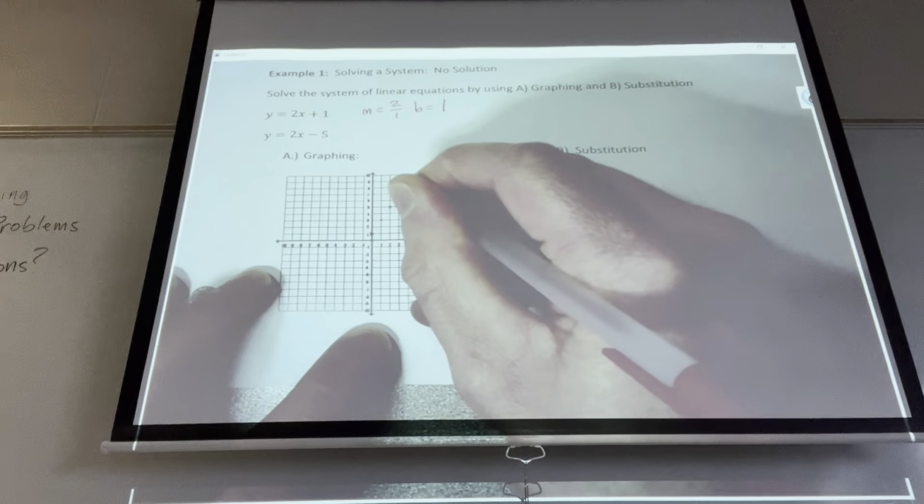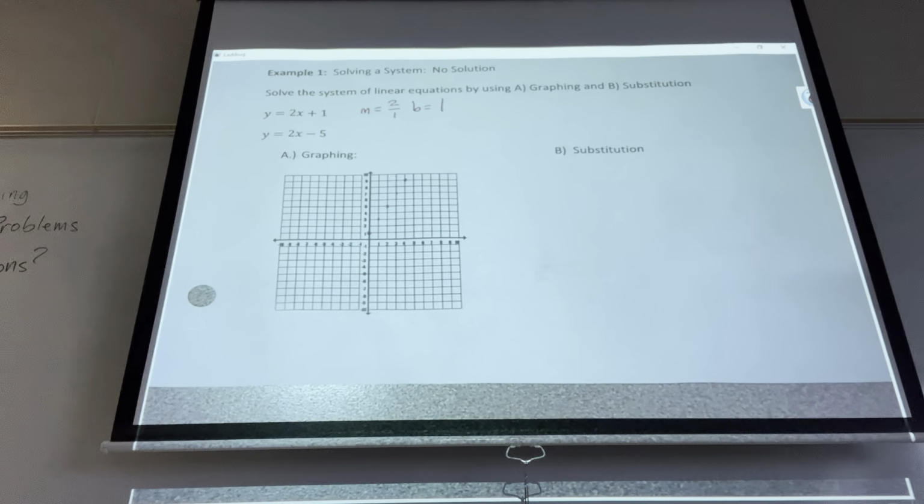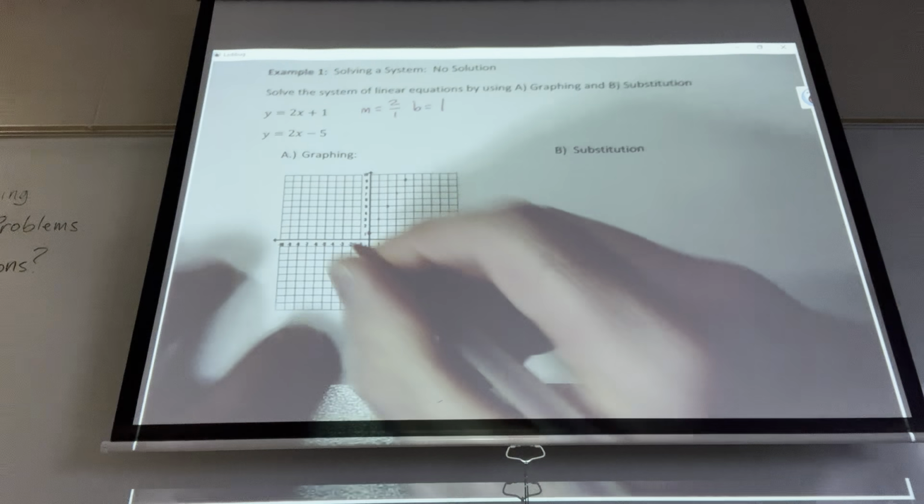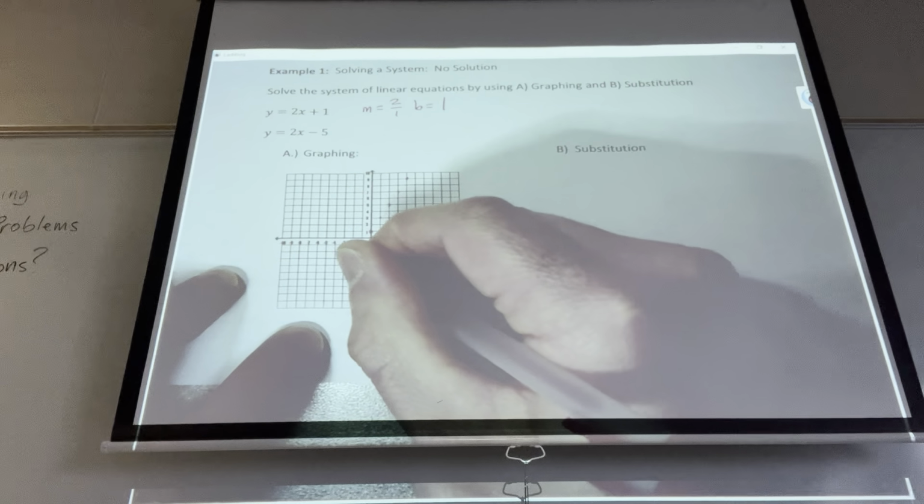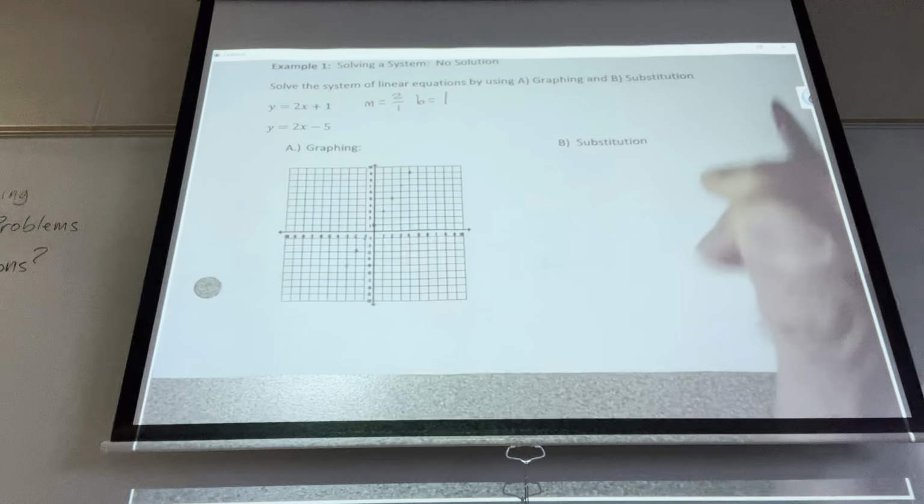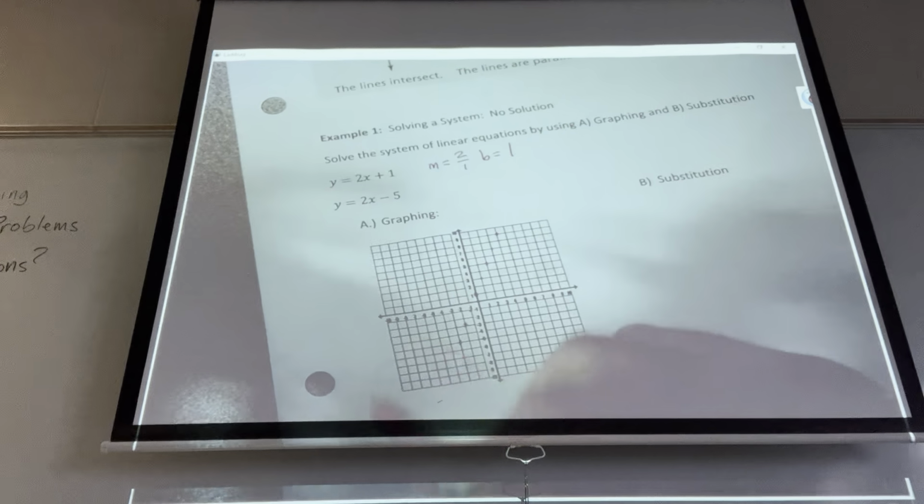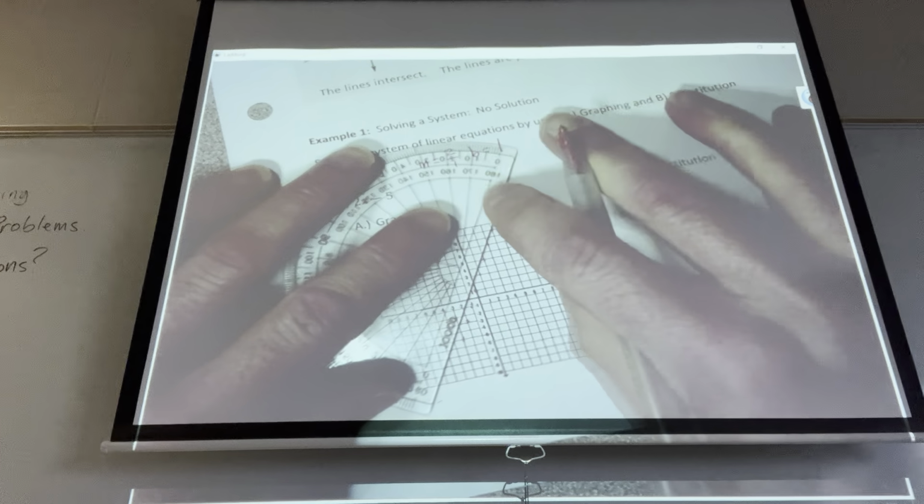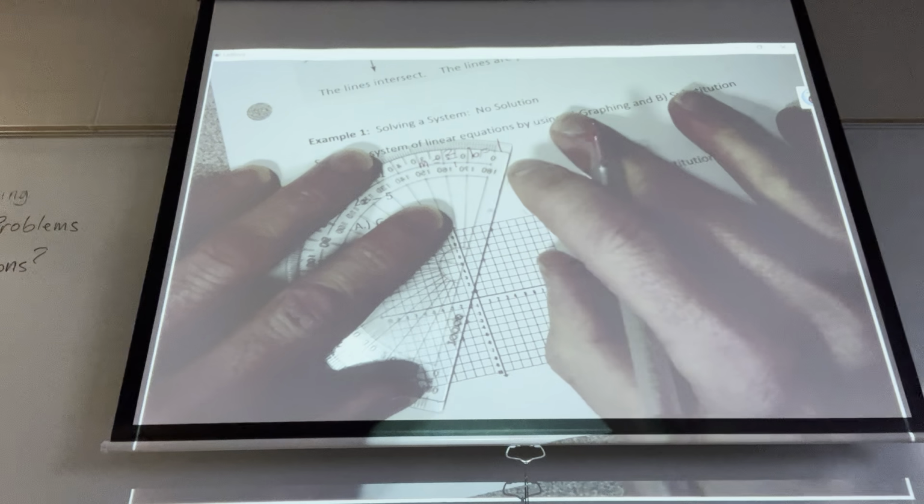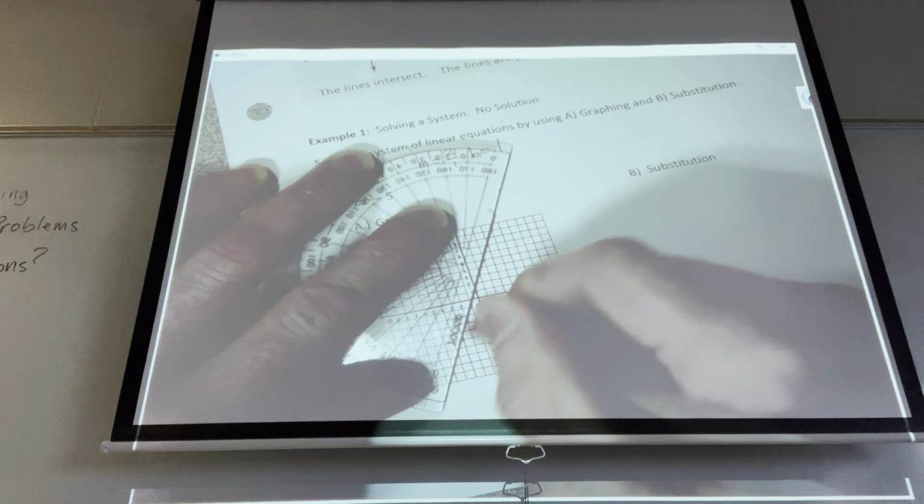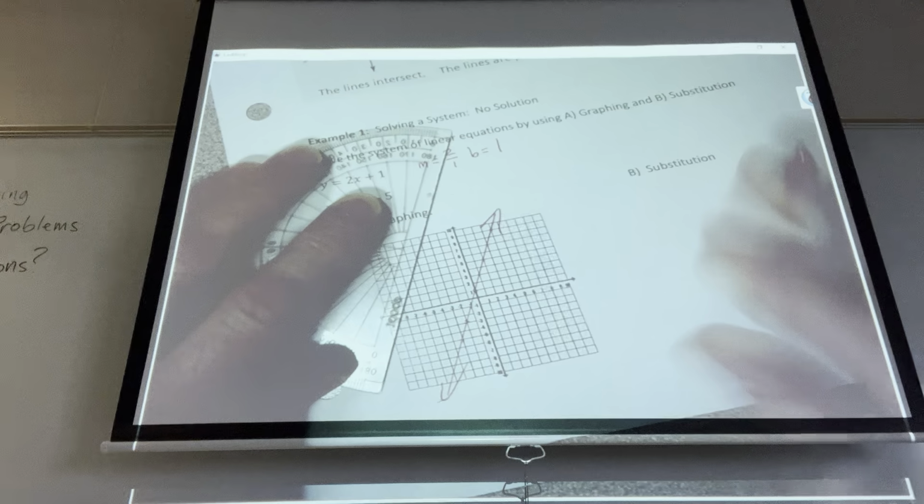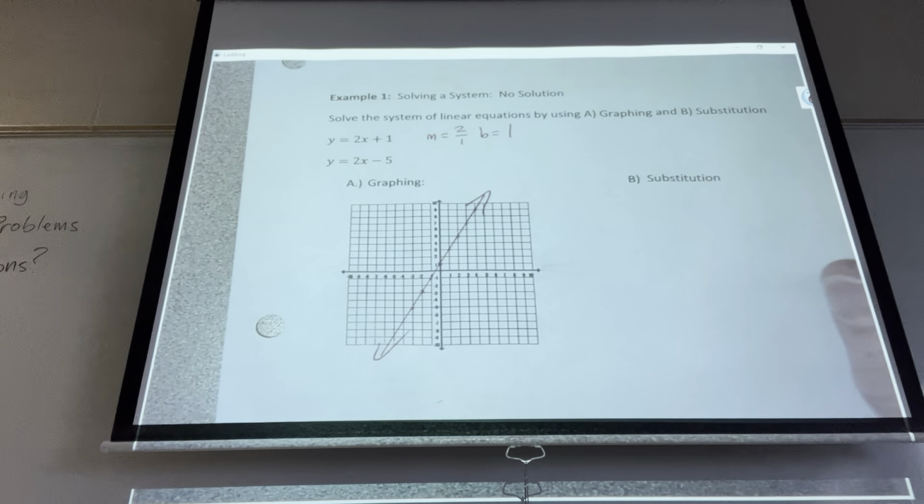What else can we do? Can we back it up? Down two, back one, down two, back one, down two, back one. And then grab a trusty straight edge and graph a line. And then class, oh, I already see what's going on here.